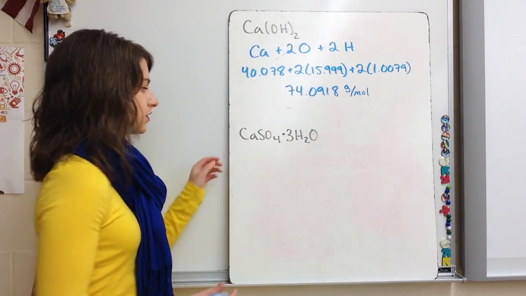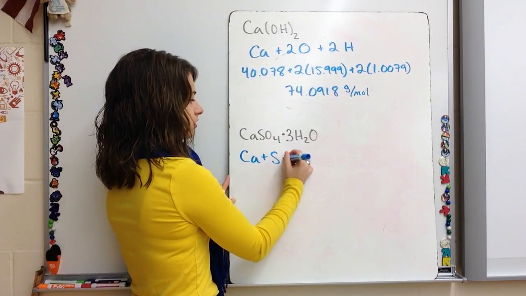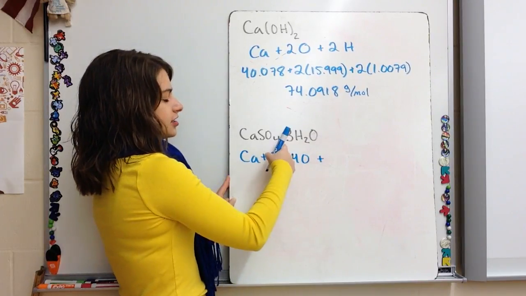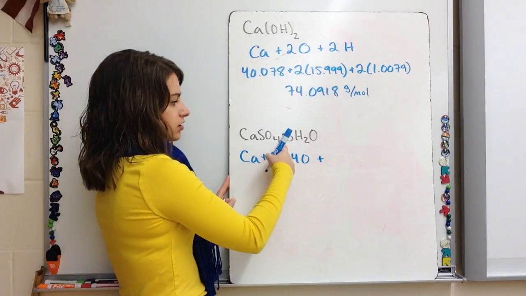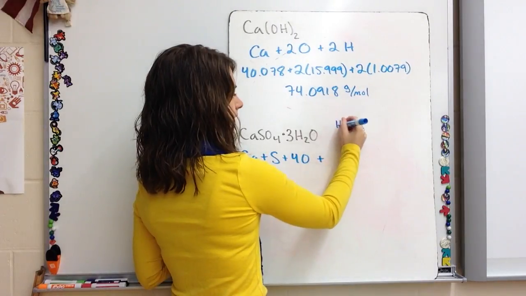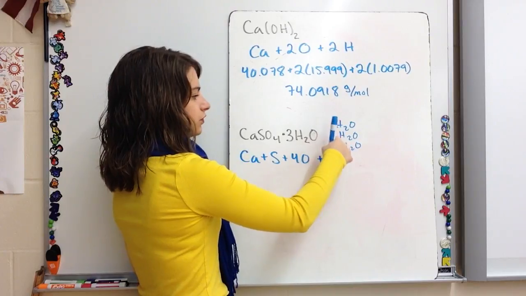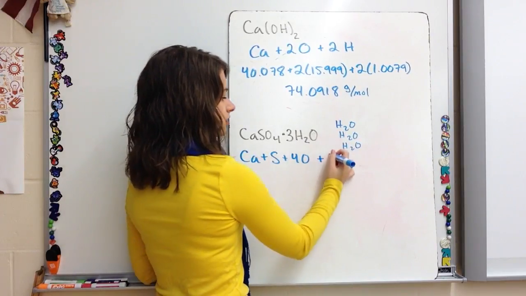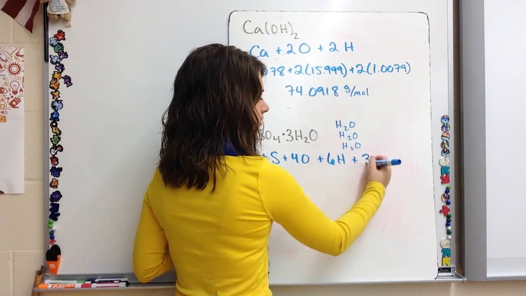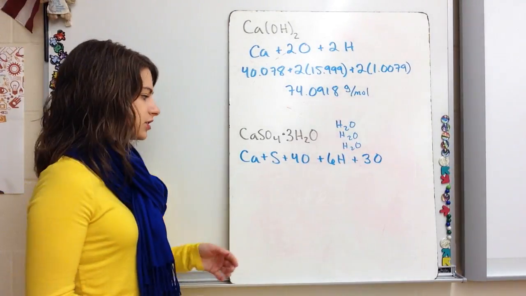pieces. So if we decipher this, we have 1 calcium, we have 1 sulfur, we have 4 oxygens. And then to that, we're going to have 3 waters. So if we have 3 waters, that means we're going to have 6 hydrogens. So if we have H2O 3 times, that means 2, 4, 6. We have 6 hydrogens. And then we have 1, 2, 3 oxygens. So now we're going to put all the masses in and just add them all up.